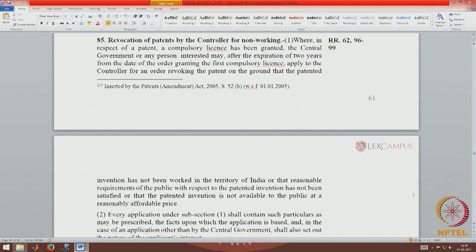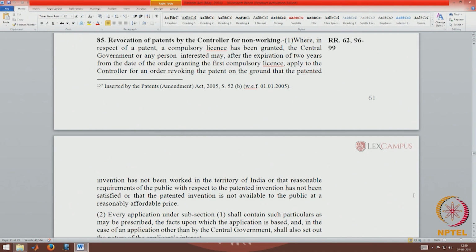Section 85. Revocation of patents by the controller for non-working. 85 applies not only for not working but also for cases where the reasonable requirements of the public were not met and also where the patented invention is not available at an affordable price. We have already seen that one of the conditions for the issuance of a compulsory license is the fact that the patent is not being worked locally. The other conditions being the reasonable requirements were not met and the patented invention was not made available at an affordable price. So, what we call the question of access and the question of affordability.